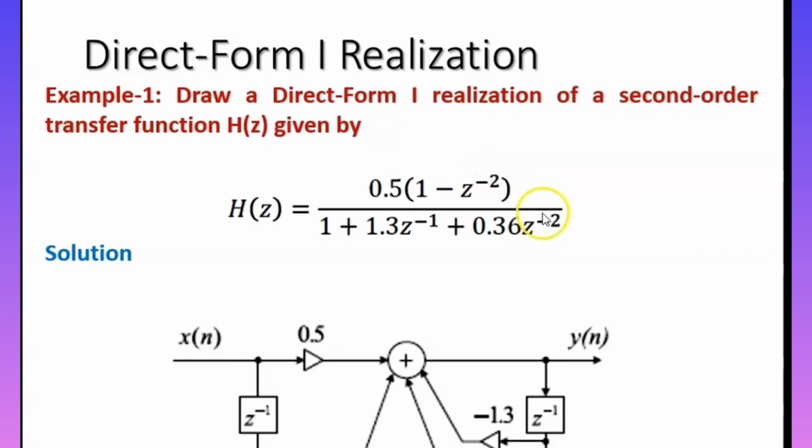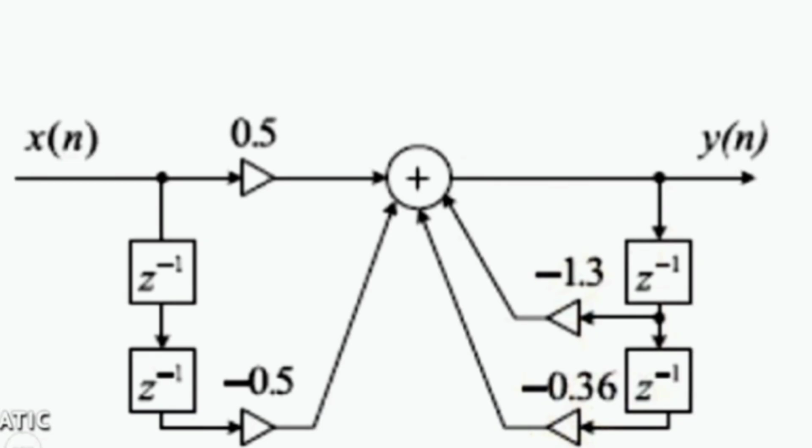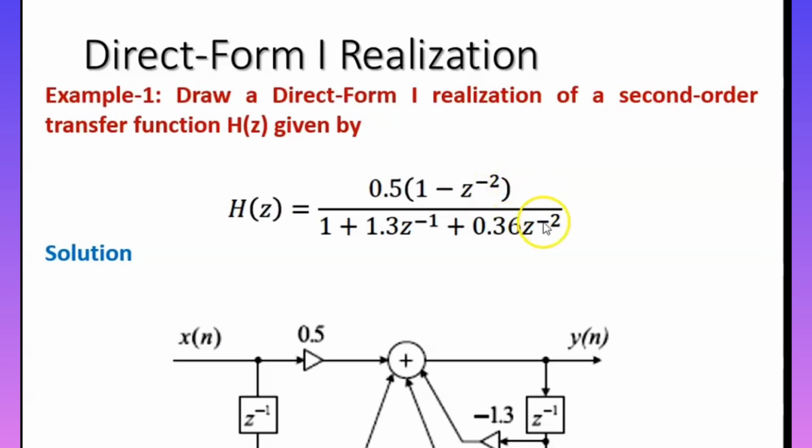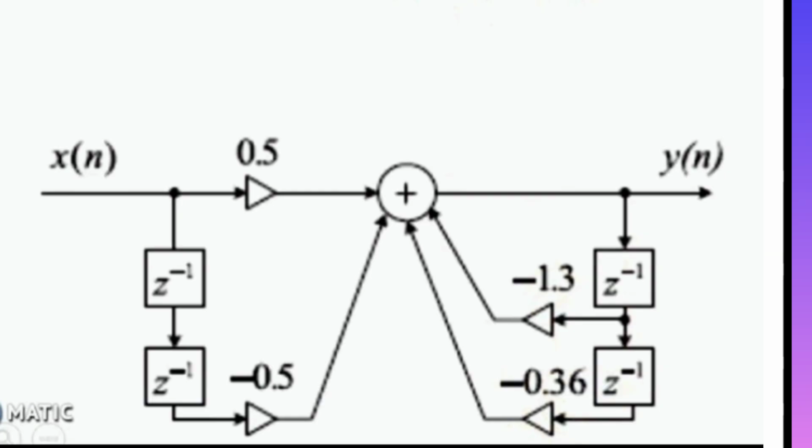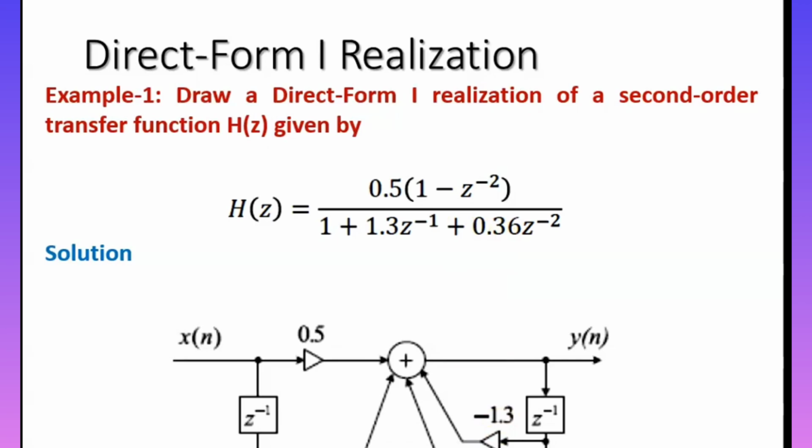Here it is in the format of Y(z) divided by X(z). I have 0.5 and minus 0.5 values, which are your zeros, so you write them like 0.5 and minus 0.5. For the pole values you have to change the sign: instead of 1.3 you write minus 1.3, and 0.36 you write as minus 0.36. This is how you implement direct form 1.